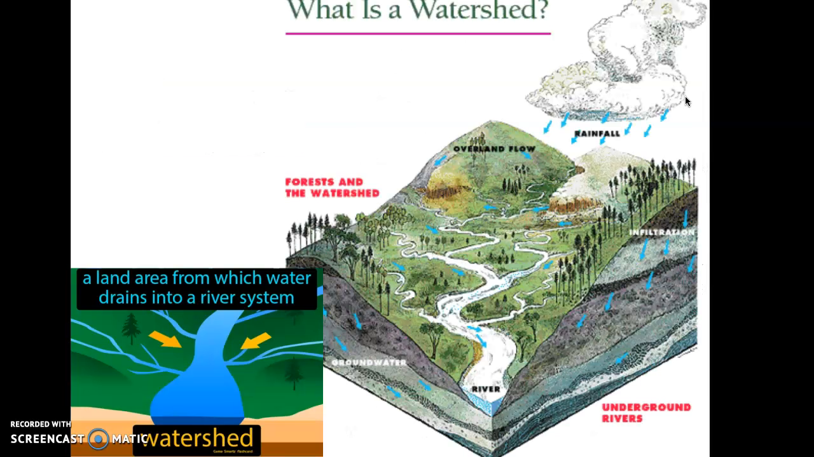Again, what is a watershed? A watershed is a land area from which water drains into a river system. Again, it's just the drain. So like I said, if the water falls right here and it doesn't go into the ground, doesn't infiltrate, it's going to go into our river.